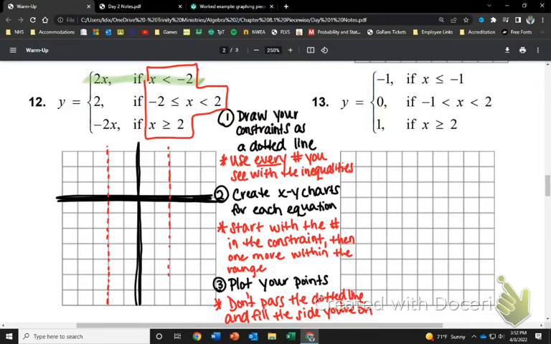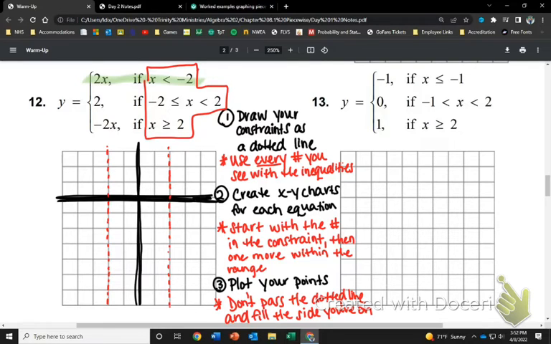Now, if you're in my honors class, there are a couple of problems where you put your constraints and there's absolutely nothing that's going to be on the right-hand side, but standard does not have to do that. You're going to have something for each side. All right, so I have my first one highlighted, so I'm going to go ahead and get that one started.